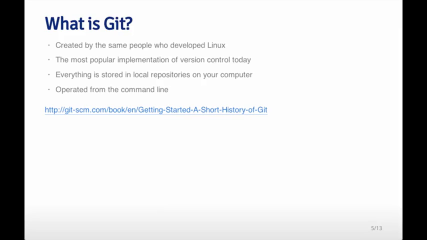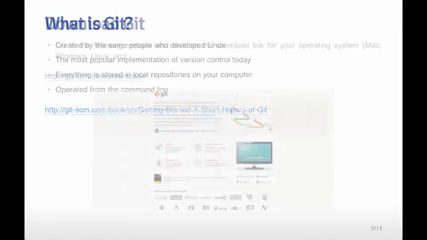Everything is stored in local repositories on your computer. They're called repos. And then you do most of the operations from the command line. The link I've given you here is a short history of how Git was developed and how to get started.